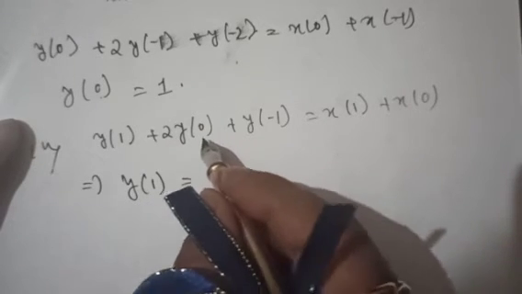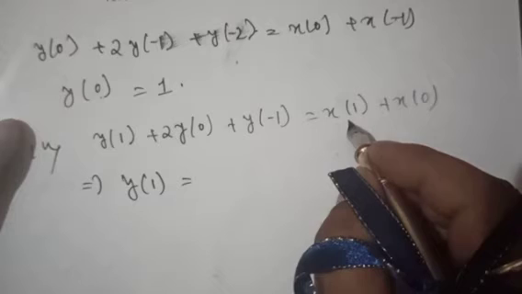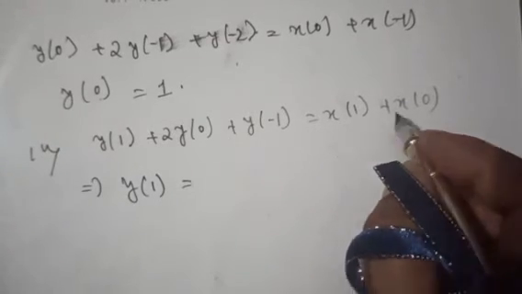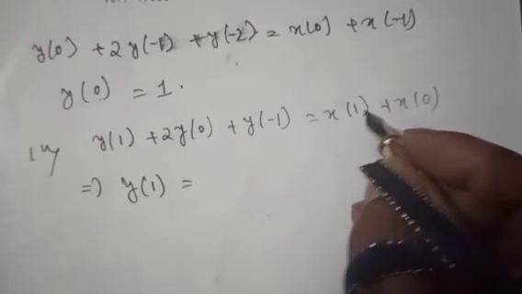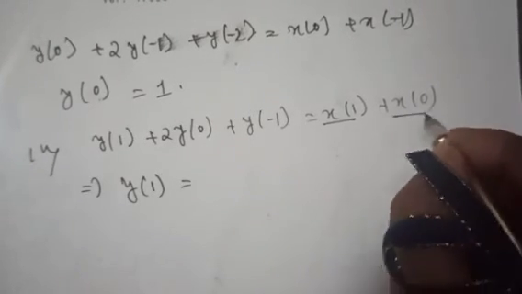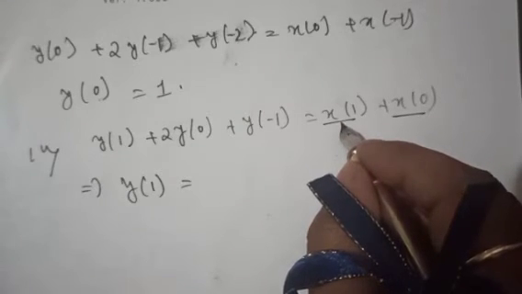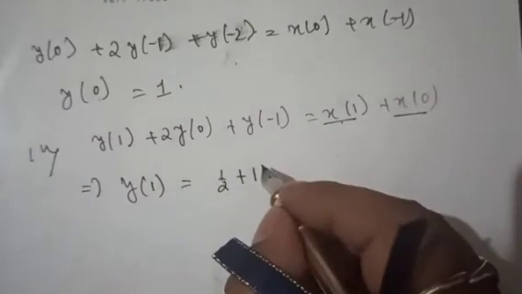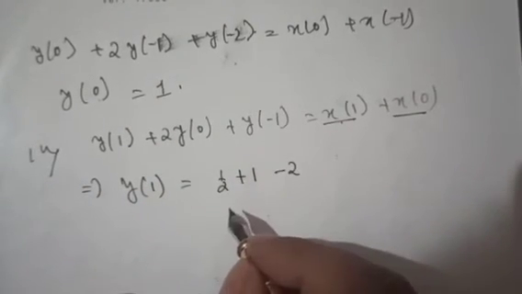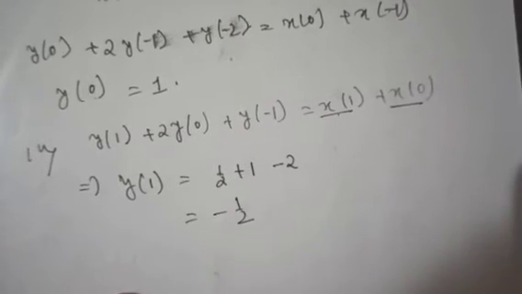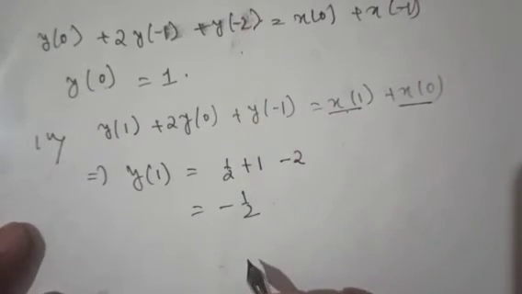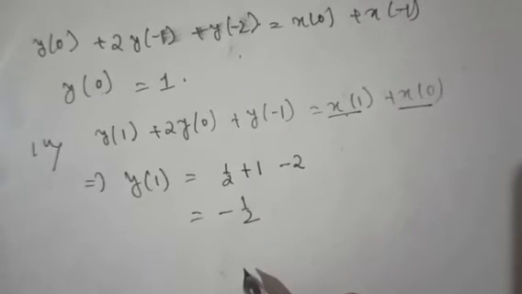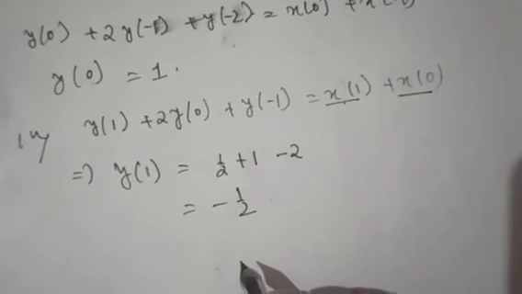Okay, it is 2, then it is 0, then x1 is half to the power 1, so that is half. x of 0 is 1, so this is half plus 1, and this is your 2, so that side it is minus 2, so it will be minus half. Okay, so we got y0 and y of 1.